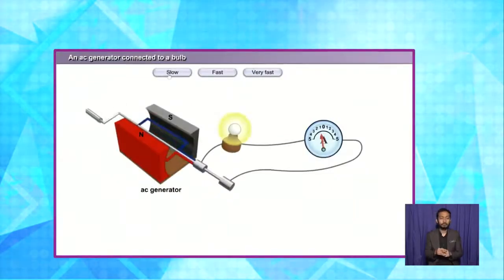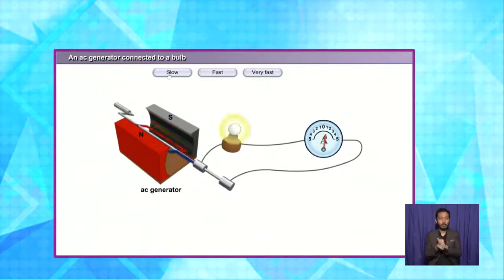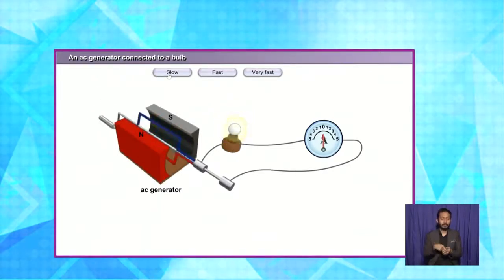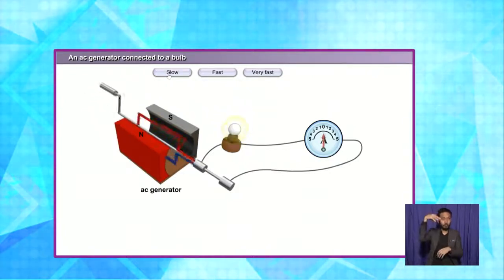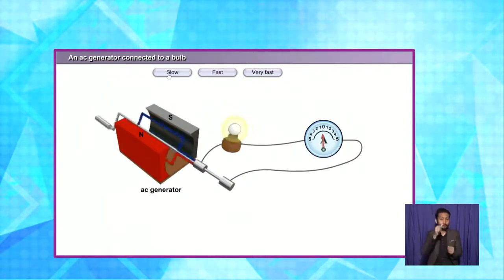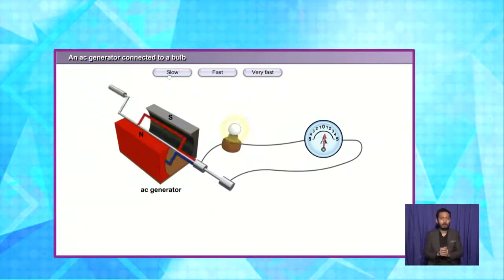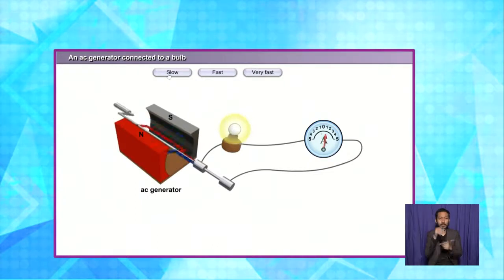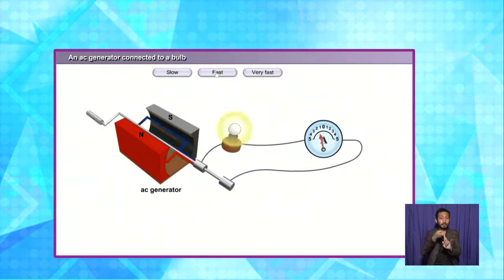So let us move on to alternating current. In this case, we are going to use a light bulb and plug it into the AC generator. We shall start the AC generator with a slow-moving coil. Notice that the pointer of the ammeter deflects repeatedly from one side to the other and the bulb flickers. This shows that the direction and magnitude of the current change repeatedly. When the coil moves faster than before, we can see the peak current is increased.